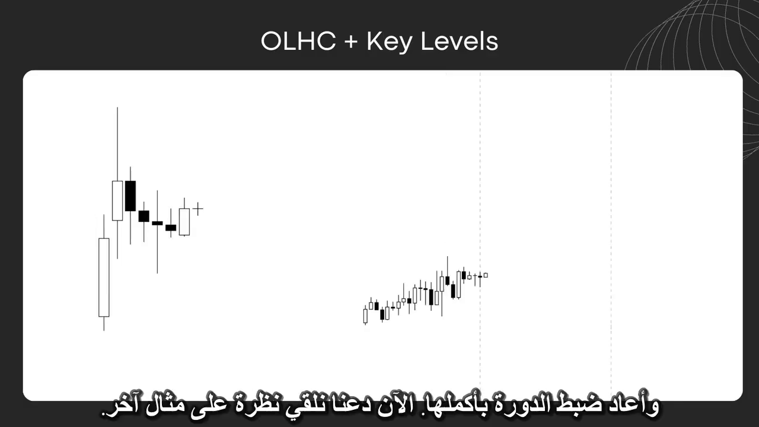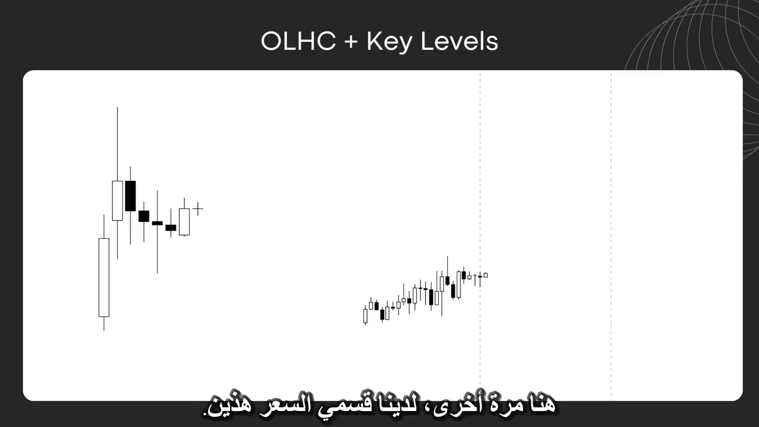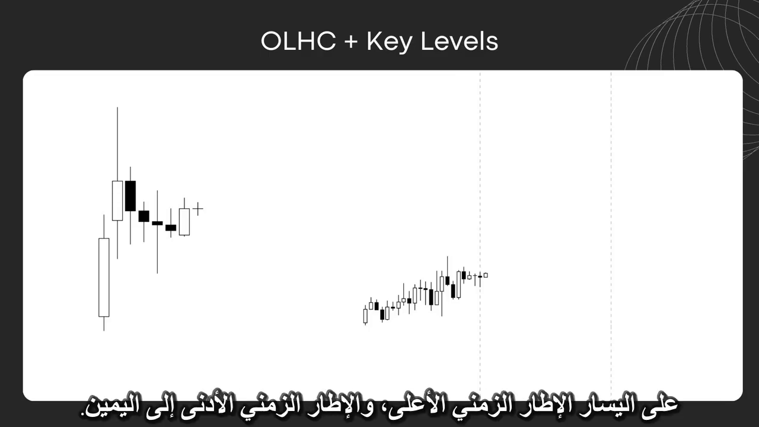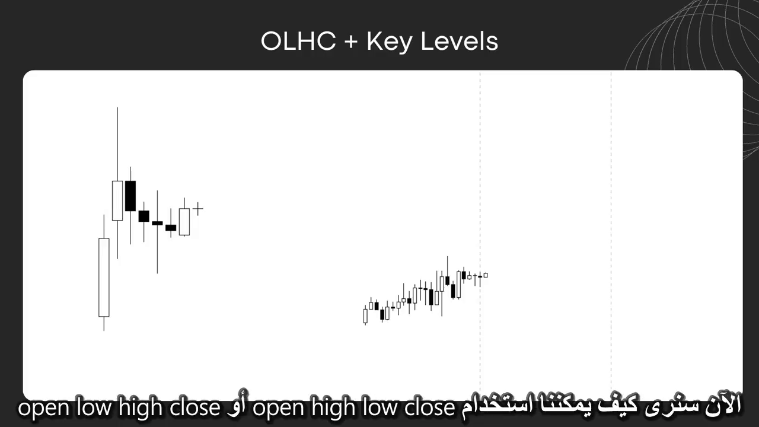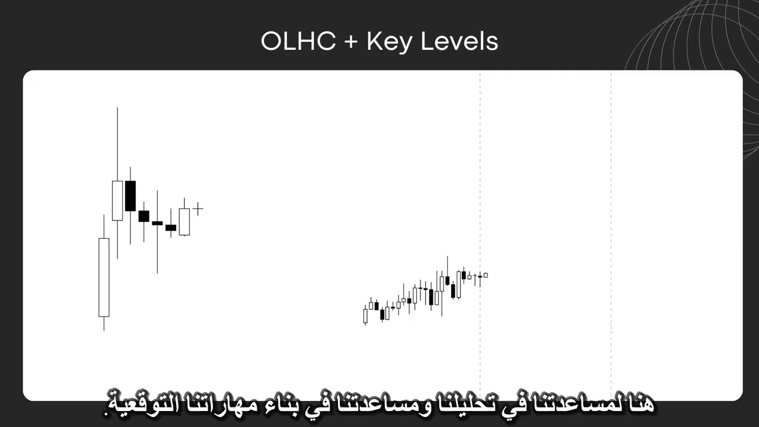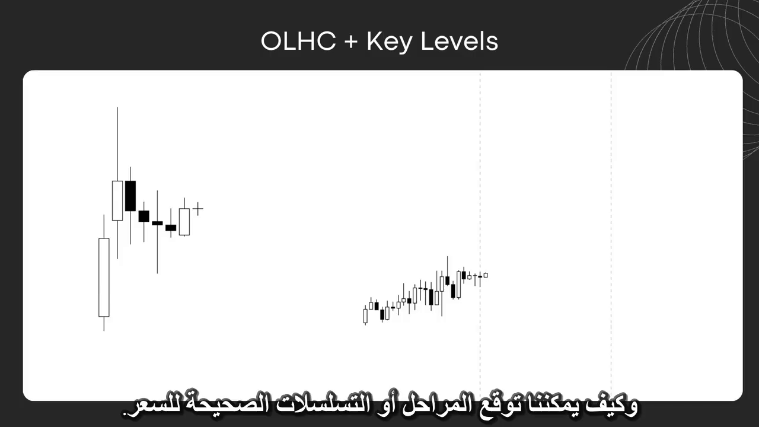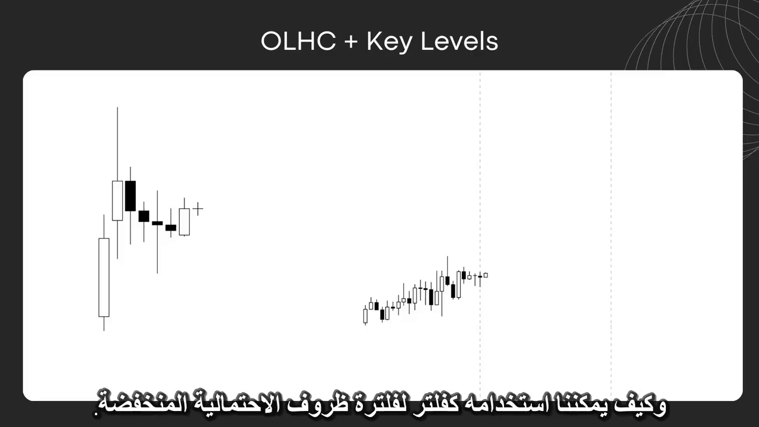Now let's look at another example right here. Again, we've got these two price actions. On the left is the higher time frame and the lower time frame to the right. And now we're going to see how we could use open high low close, or open low high close here, to assist us in our analysis and help us in building our anticipatory skills. And how we could anticipate the correct phases or sequence of price, and how we can use it as a filter to filter out lower probability conditions.